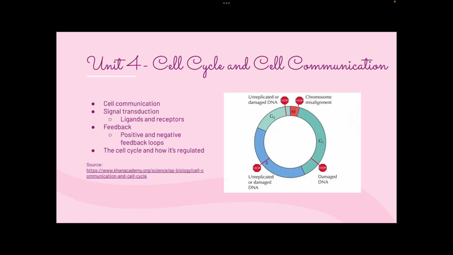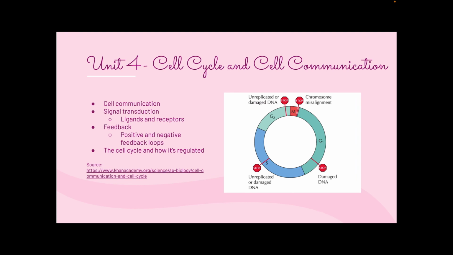The next unit I chose is Unit 4. And Unit 4 is about cell cycle and cell communication. Unit 4 includes cell communication, signal transduction, and ligands and receptors, feedback, including positive and negative feedback loops. Positive feedback increases the effect of a stimulus, such as childbirth, and negative feedback reduces the effect of a stimulus. So in response to being warm, you'll sweat to cool down.